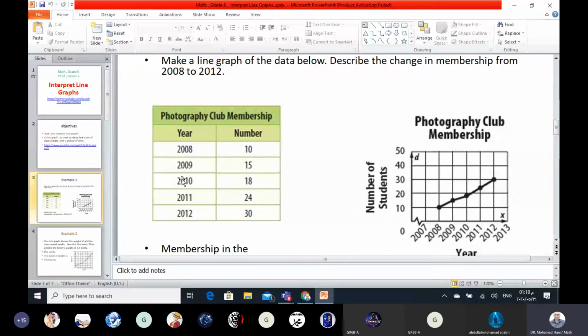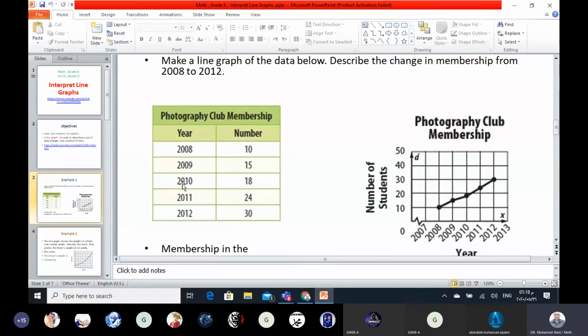Now match between the x-axis and the y-axis. How? Here we have the relationship between 2008 and 10. This is 2008 and this is 10. Match between them. The point will be here. Then here we have 2009, 15. This is 2009 and 15 between 10 and 20 at the middle here. So match between them, the point will be here.